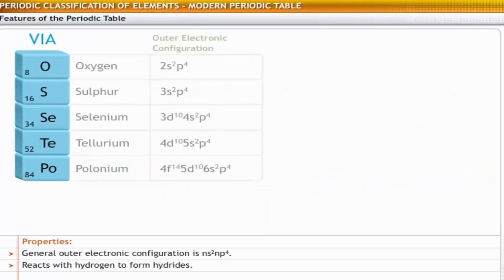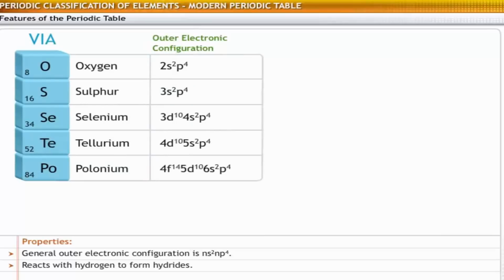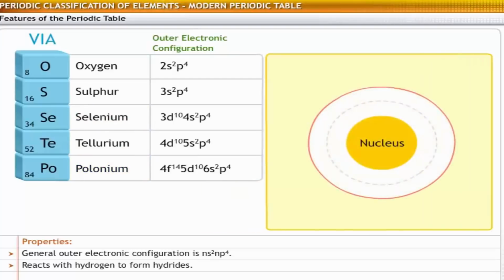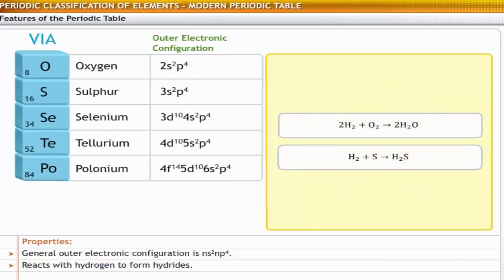Let's now consider group 6. The elements of group 6 are oxygen, sulfur, selenium, tellurium, and polonium. These elements contain 6 valence electrons, and hence their general outer electronic configuration is ns2np4. These elements react with hydrogen to form hydrides. For example, water and hydrogen sulfide.